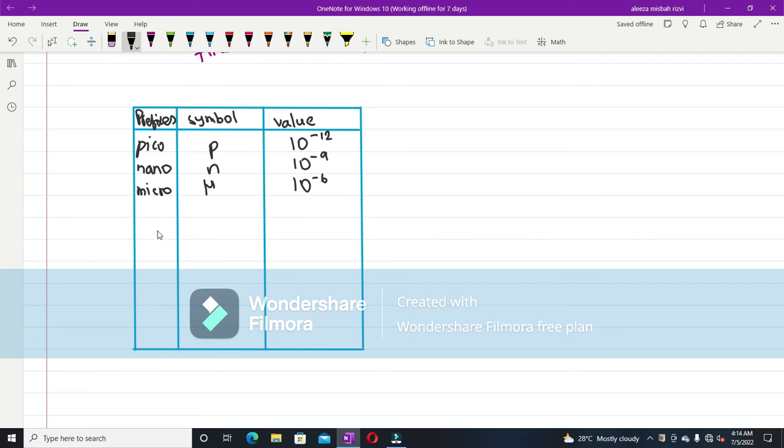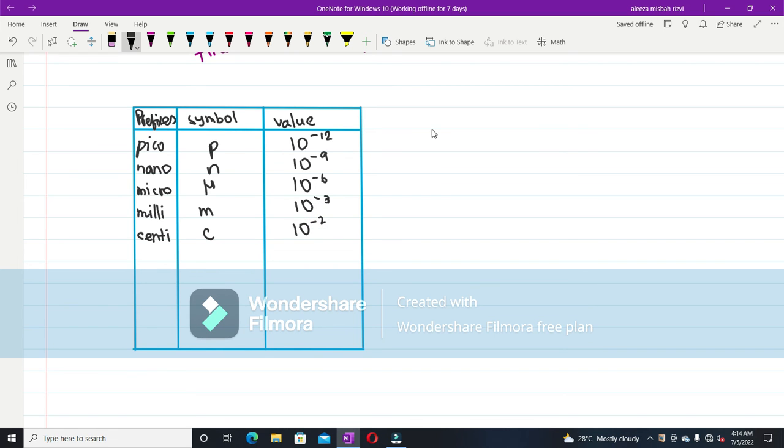Okay, so next one is milli. Milli is denoted by a simple m, and its value is 10 power minus 3. The last but not the least is centi, and it is simply denoted by c, and its value is 10 power minus 2.